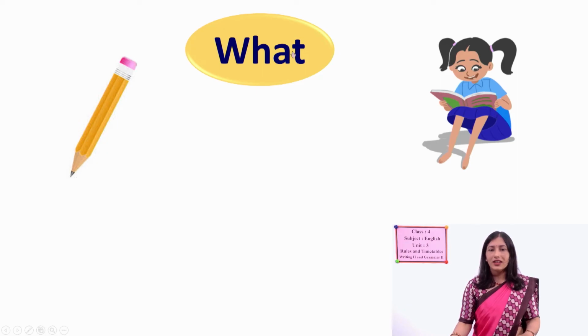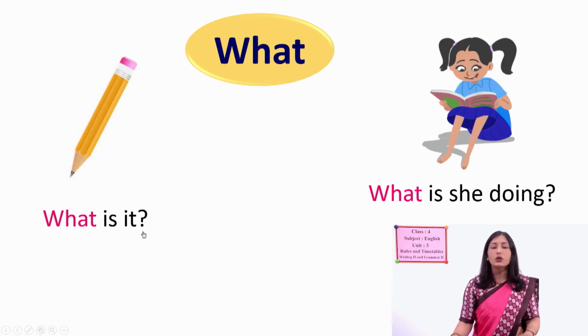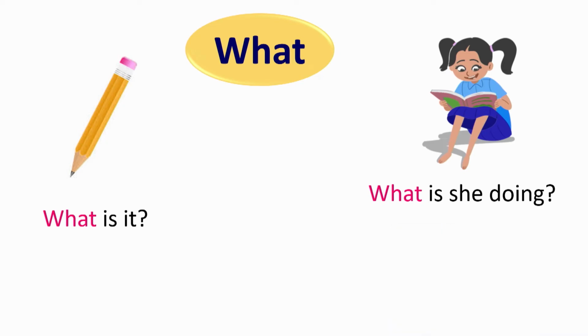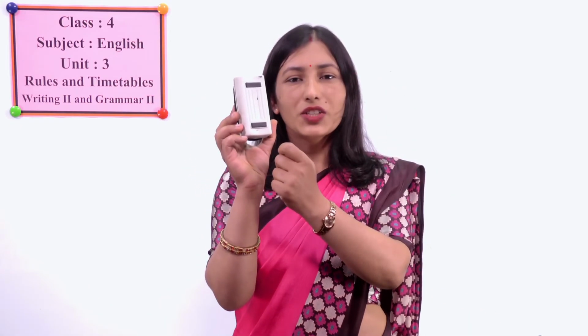What? What is it? Pencil. Good. Now how can we ask a question about this picture? What is she doing? Reading. Good. What is she doing? And what is used to ask questions about things? Look. What is this? Marker. A marker is a thing. And what is this? Duster. It is also a thing.